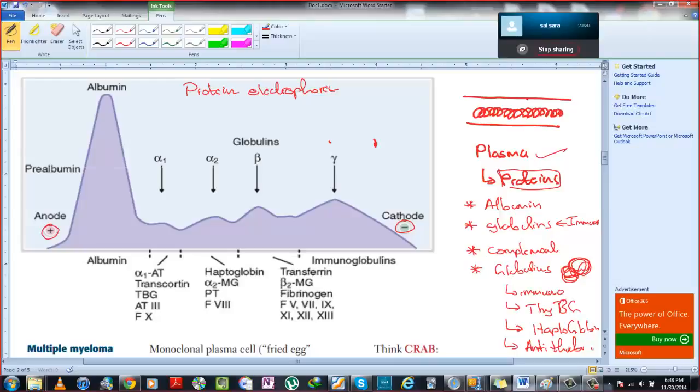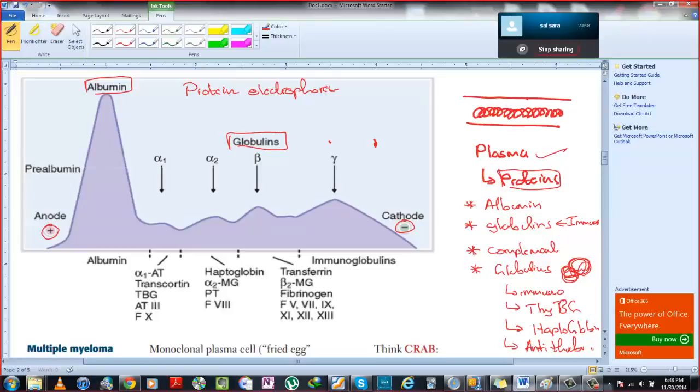So you can see there's too much albumin over here, and they call this the albumin peak. And then you have the alpha 1 peak, the alpha 2 peak, the beta peak, and you have the gamma peak. And you see all of these are globulins like we already discussed.